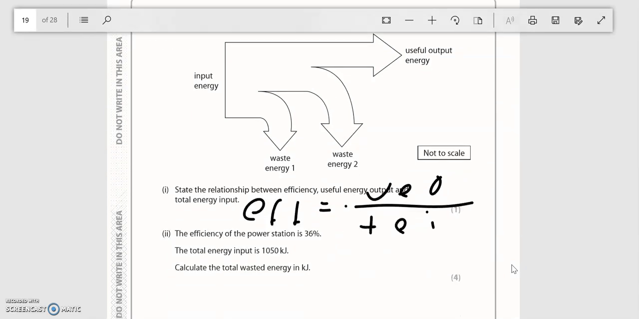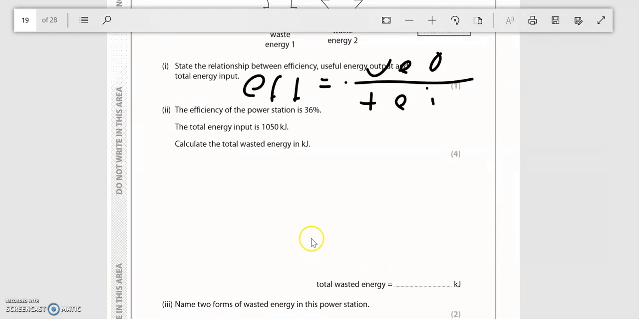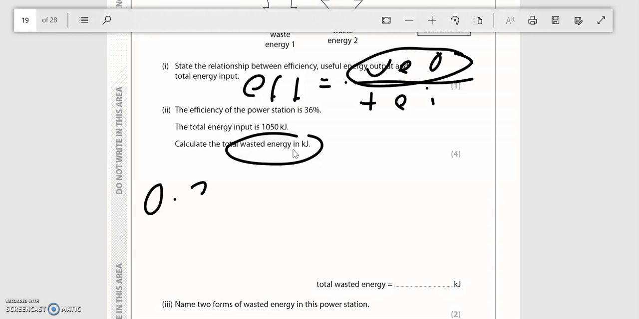And then the next part is to actually use that equation. Now it wants the total wasted energy. Now be careful here. So this is why this is a 4-mark question, because you've got more than one step. So the first thing you have to do is work out your useful energy output. So you've been given your efficiency, which is 36%. When you put that into the equation, you're going to put it in as 0.36. Then your useful energy output is what you're trying to find, first step. And your total energy input is 1050.